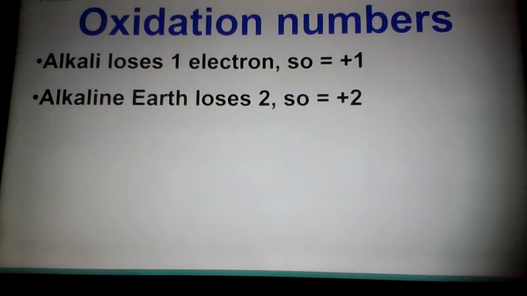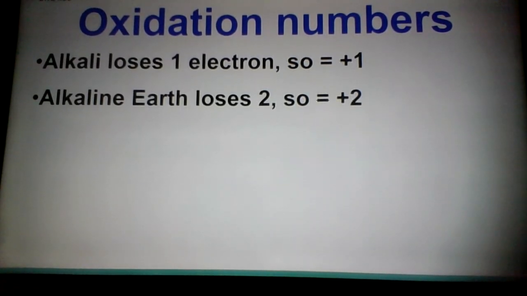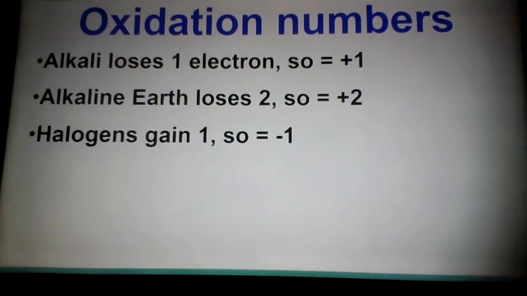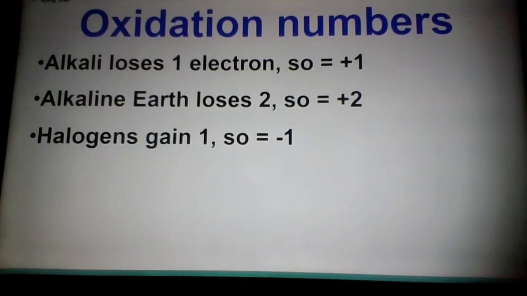So the alkaline earth metals have oxidation numbers of +2. Again, some have more than one number. The first one listed is the most likely oxidation number for that particular atom. Halogens, I just showed you chlorine. Halogens are going to add on 1 valence electron. So halogens have an oxidation number of -1.